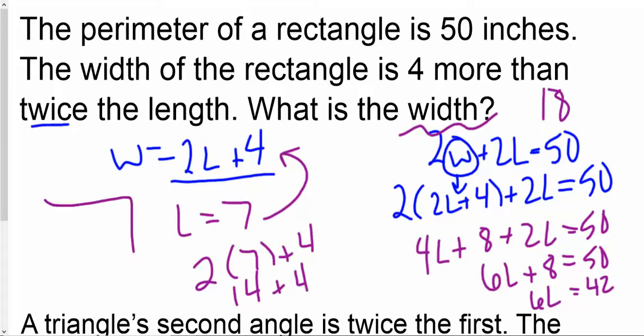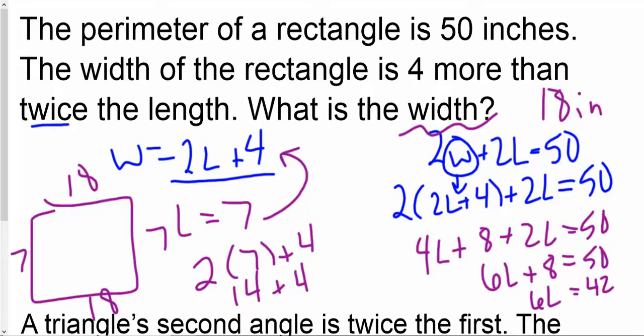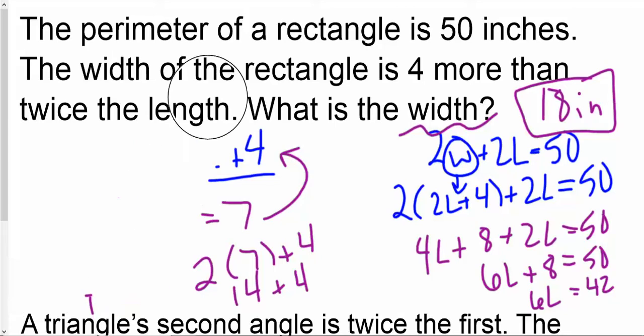And we can check to see if that makes sense. Is 18, 18, 7, and 7 — does that add up to 50? It does. Our width is 18 inches. We might hit this kind of problem again when we talk about systems, but it's still one that we could probably do with a little bit of help.